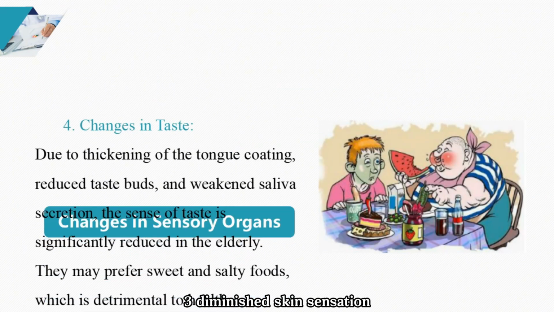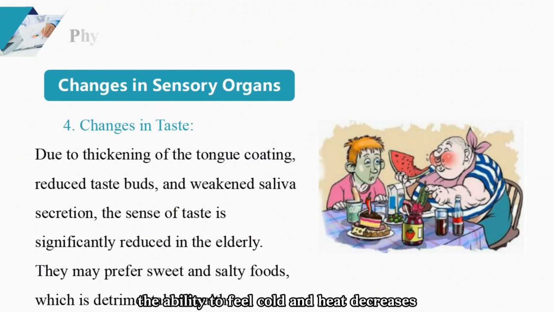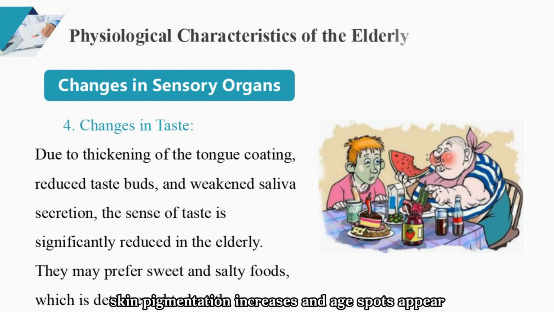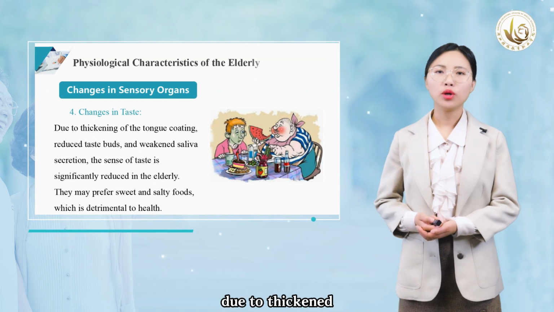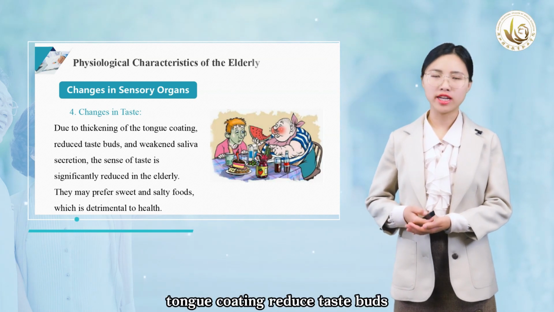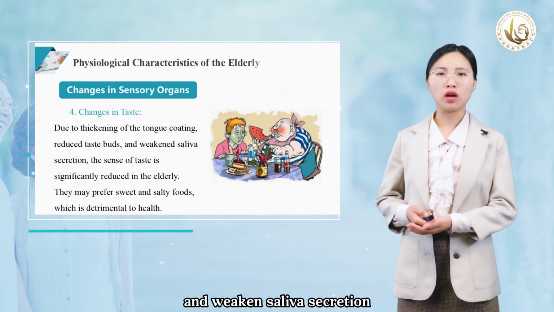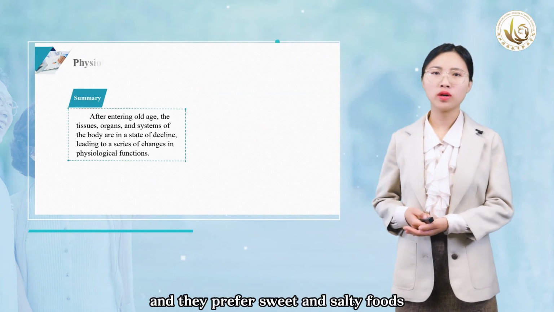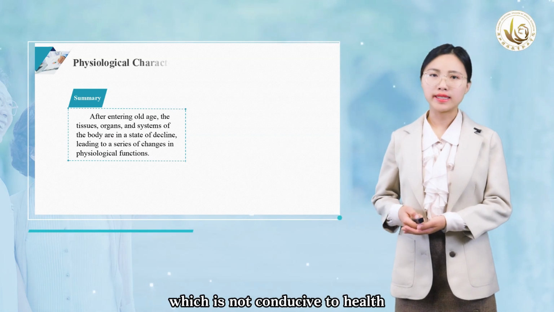3. Diminished skin sensation. The ability to feel cold and heat decreases, making them prone to low-temperature burns. Skin pigmentation increases, and age spots appear. 4. Taste changes. Due to thickened tongue coating, reduced taste buds, and weakened saliva secretion, their sense of taste is greatly reduced, and they prefer sweet and salty foods, which is not conducive to health.